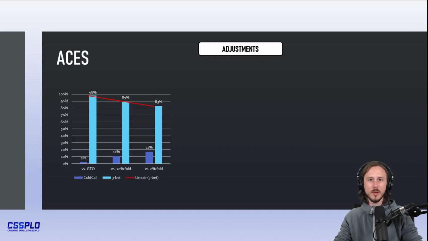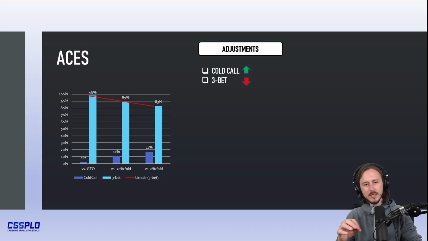Let's start things off by looking into aces. This is the most obvious 3-bet that we have in our range from any situation, from any position, against basically any opponent. However, we can see here that if our opponent is not folding as often anymore, our 3-bet is dropping a little bit and our cold calling is increasing. You can see it in the table on the left. Against a GTO opponent, we are basically 3-betting any hand with aces. However, versus a 20% fold, the 3-bet drops to 89%, and versus a 0% fold, the 3-bet drops to 83%.